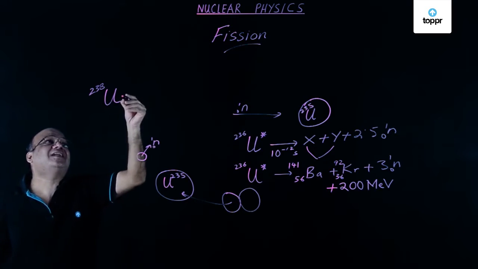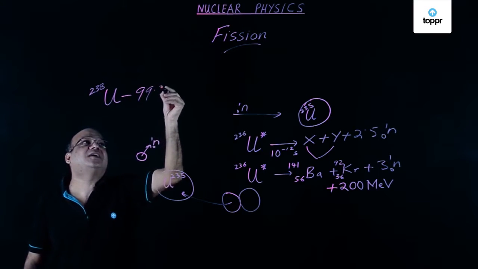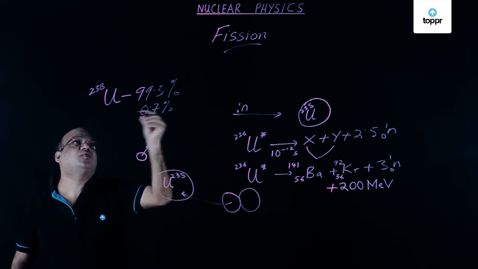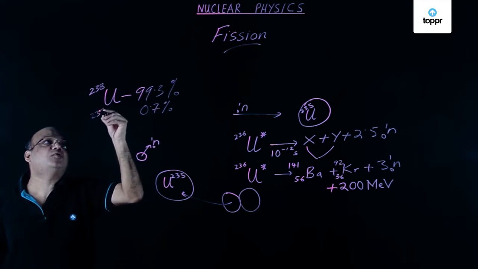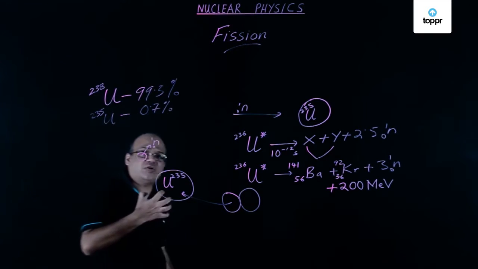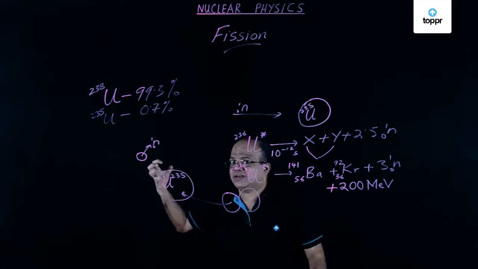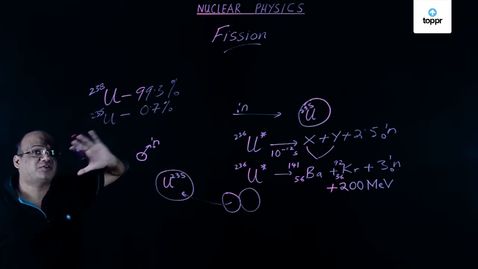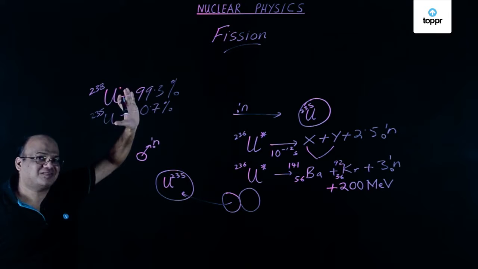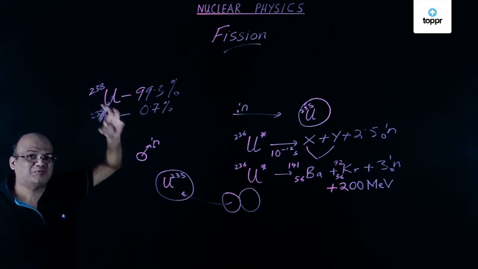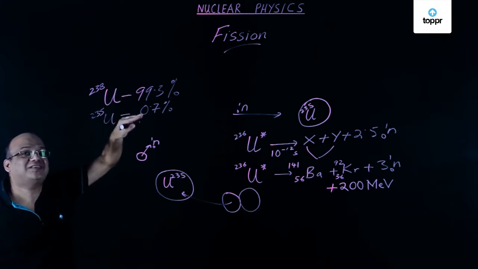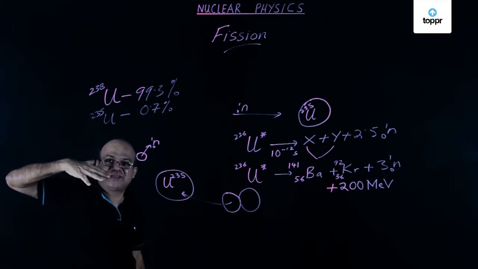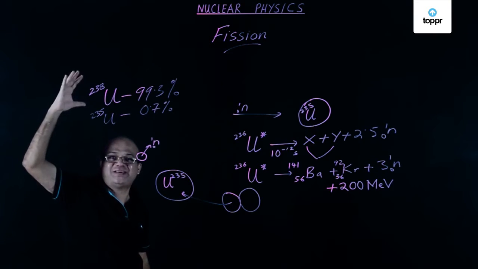Remember, in nature, 99.3% is U-238. Only 0.7% is U-235. U-235 fissions with slow neutrons. In fact, plutonium-239 also fissions with slow neutrons. U-238 fissions with fast neutrons. For an atom bomb, you need U-235, and separation of these two is not easy because chemically you cannot separate them. They have the same chemical properties. So you have to use some physical techniques to separate these two.